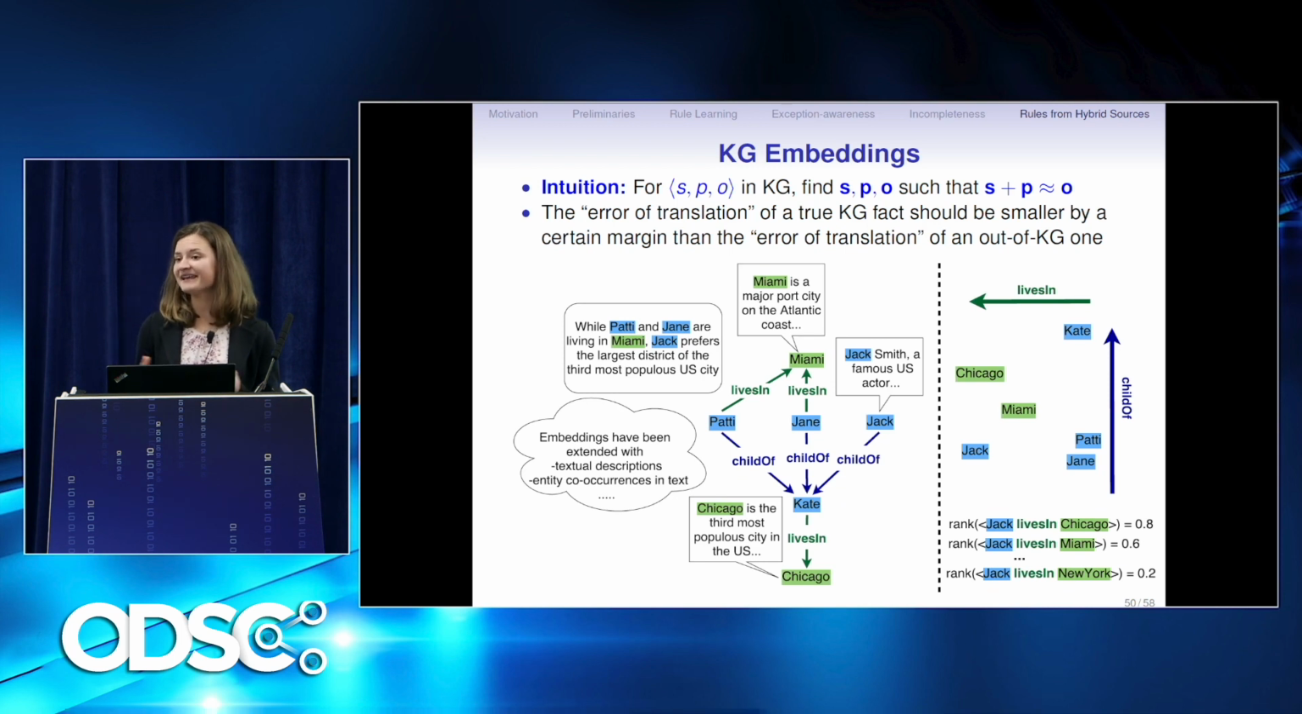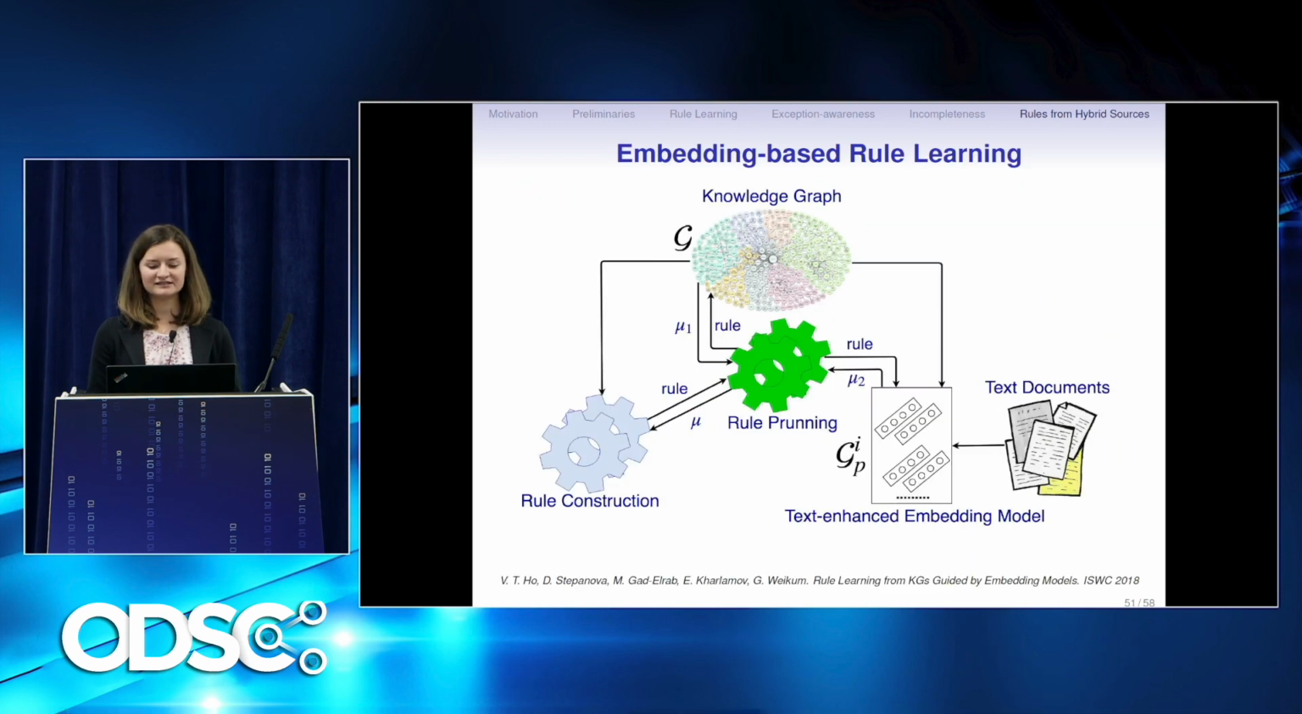What that means is that embeddings are a very nice way of incorporating information from different hybrid sources in order to predict potentially missing facts and create a probabilistic representation of our so-called ideal graph, the one that we are aiming at. And what we did in our work last year is we exploited exactly this information for rule extraction. That is, what we have here are text documents that, together with a knowledge graph, are being exploited in the generation of a knowledge graph embedding that is being treated as our ideal graph.